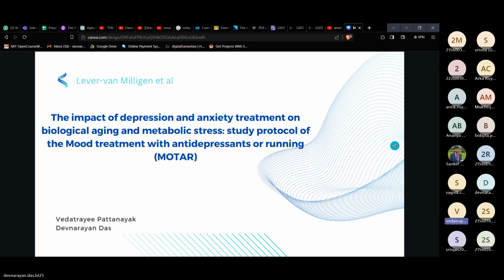Good afternoon, everybody. I, Vedatri Patanayak, along with Devnarayan Das, would like to present the research study on the impact of depression and anxiety treatment on biological aging and metabolic stress, a study protocol of the mood treatment with antidepressants or running study. This research was done by Lever Van Mulligan et al. in the year 2019.